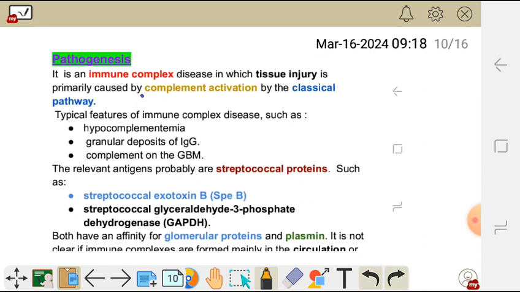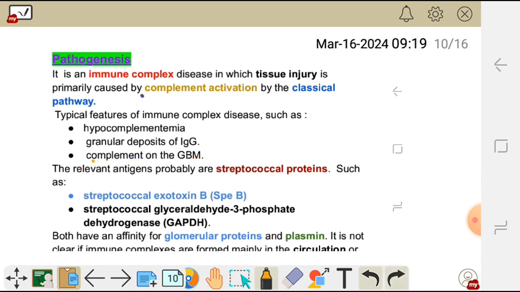Now, the typical features of immune complex diseases are as follows. Here we are going to have hypocomplementemia, which is low levels of complement proteins in the blood, and then we also have glomerular deposits of IgG and complement on the GBM.